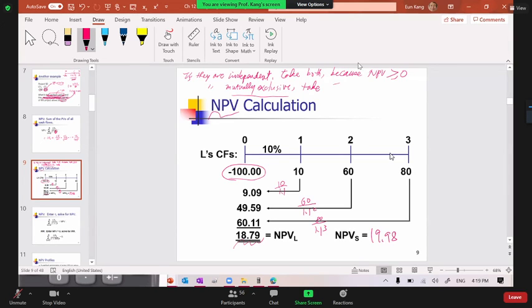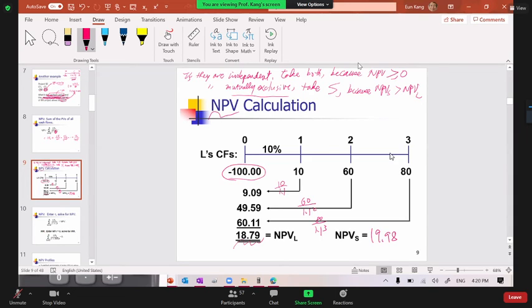So take S because the net present value of S is greater than the net present value of L. So be careful about the wording in the exam or quiz. If I say two projects are independent, what's your decision? Take both, right? Both are positive. But if they are mutually exclusive, then what? You take only one.